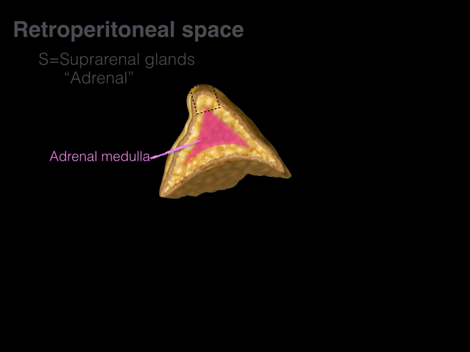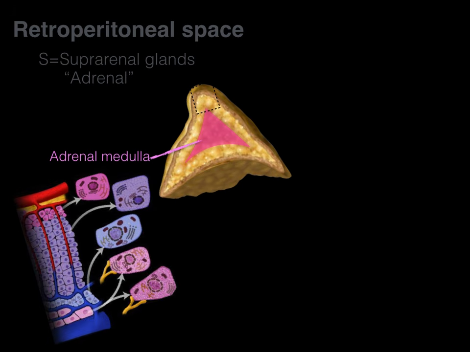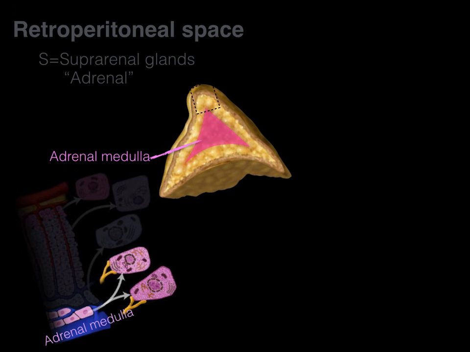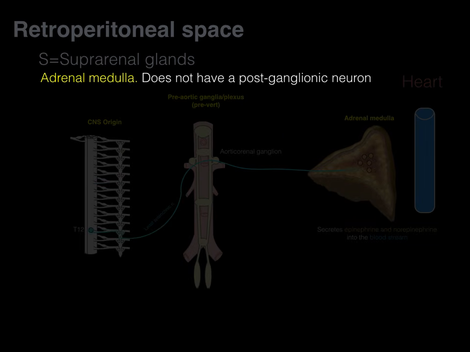So the adrenal medulla, if we take a look again at that little section here, they're going to secrete adrenaline, which is also known as epinephrine. Epi means upon, nephros, kidney. Or noradrenaline, which is also norepinephrine. And these are going to be secreted into the bloodstream. And so the adrenal medulla does not have a postganglionic neuron because the adrenal medulla is a postganglionic neuron.